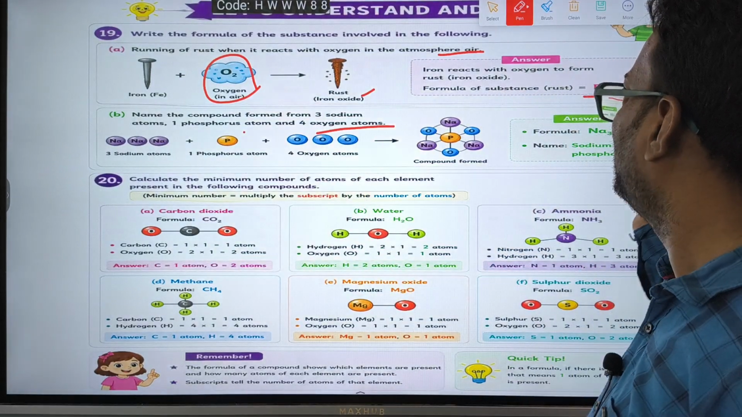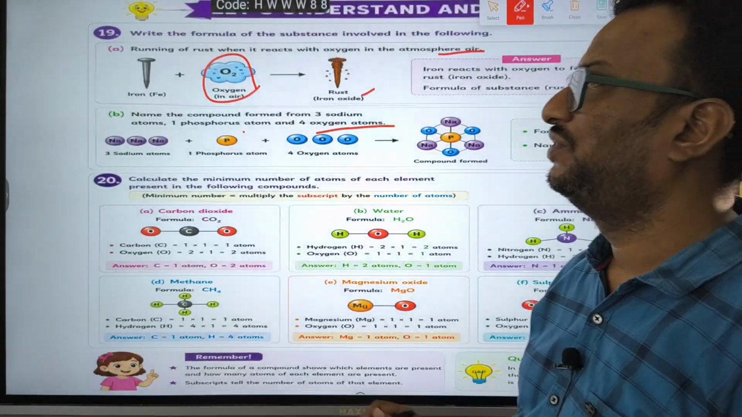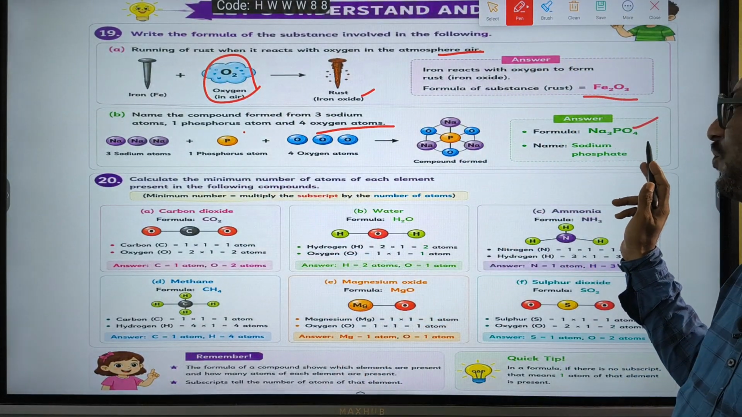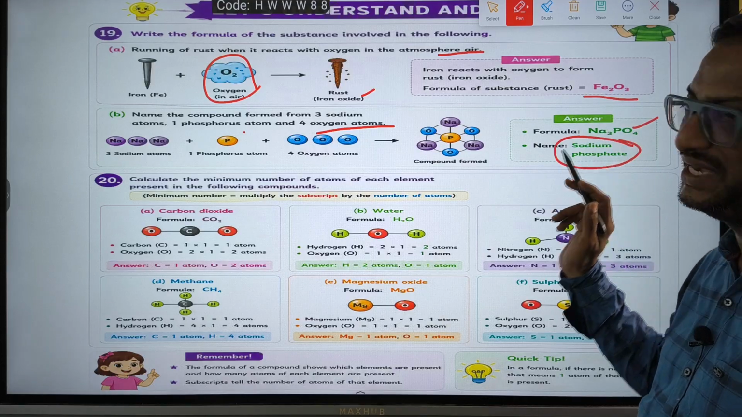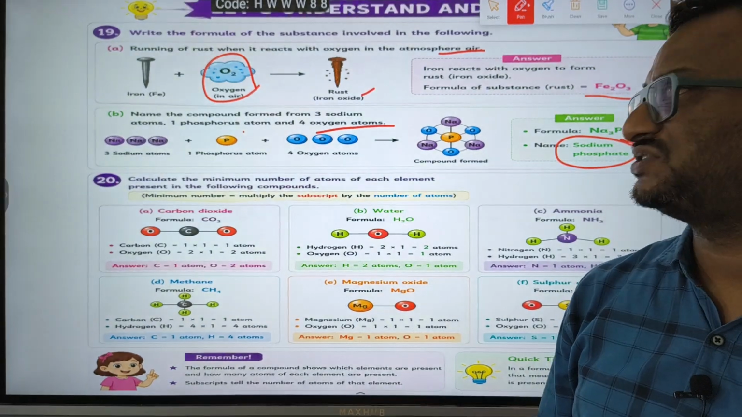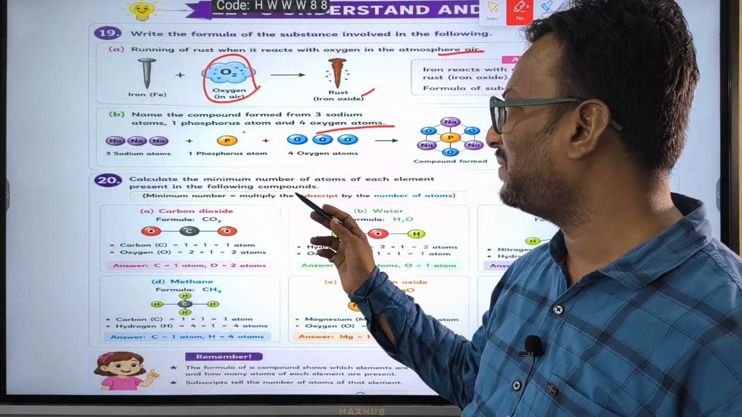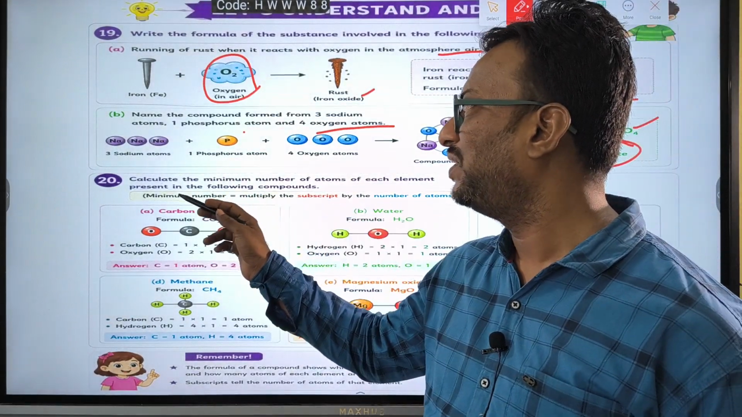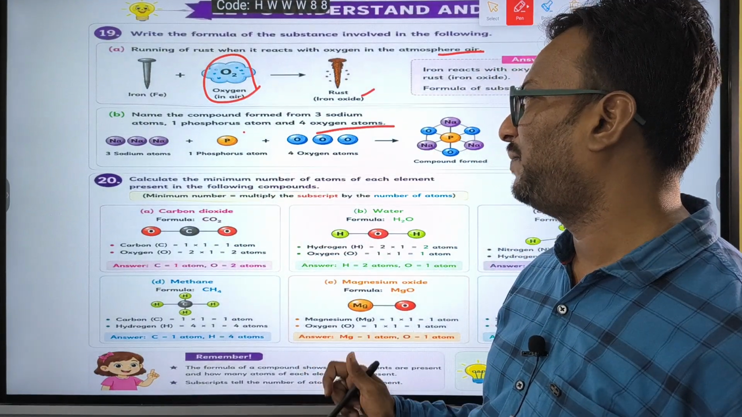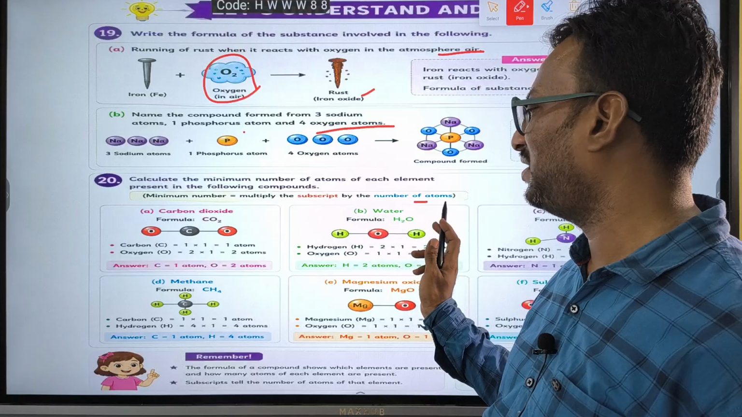That is Na3PO4. 3 sodium atoms, 1 phosphorus and 4 oxygen atoms, that is sodium phosphate. The formula is Na3PO4, sodium phosphate. Calculate the minimum number of atoms of each element present in the following compounds. Minimum number: multiply the subscript by the number of atoms.